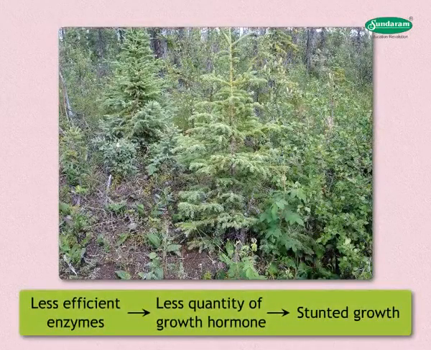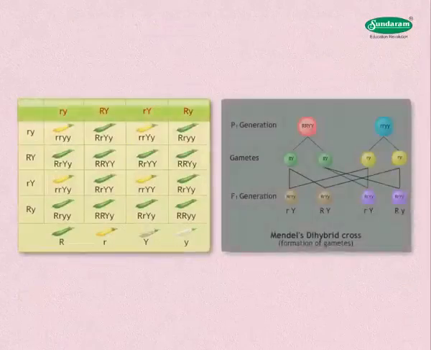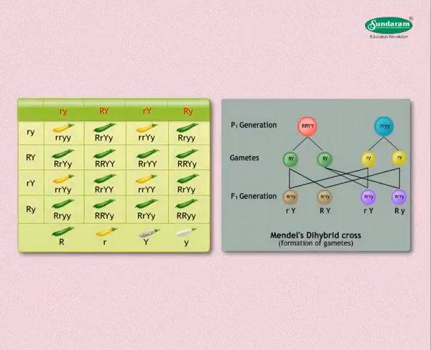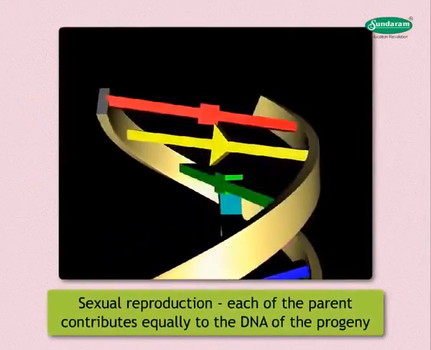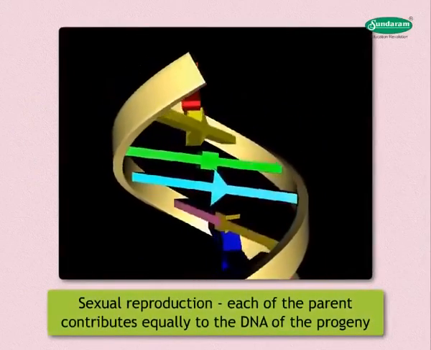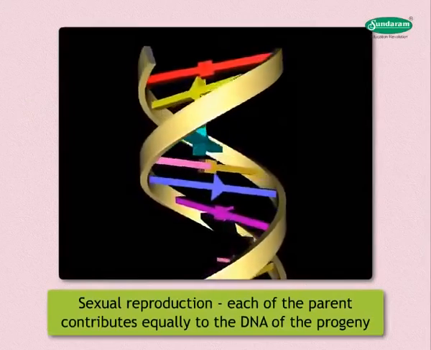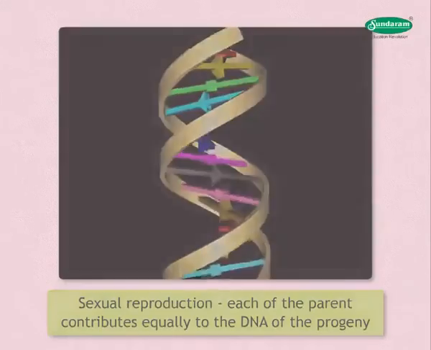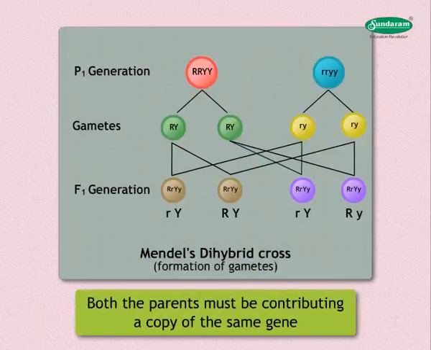On the other hand, if the enzymes are less efficient, they produce less quantity of growth hormone, which results in the stunted growth of the plants. The interpretations of Mendelian experiments that we discussed earlier in the chapter suggest that during sexual reproduction, each parent contributes equally to the DNA of the progeny. Both the parents must be contributing a copy of the same gene.